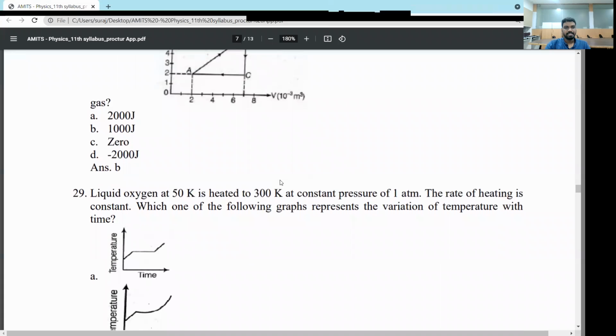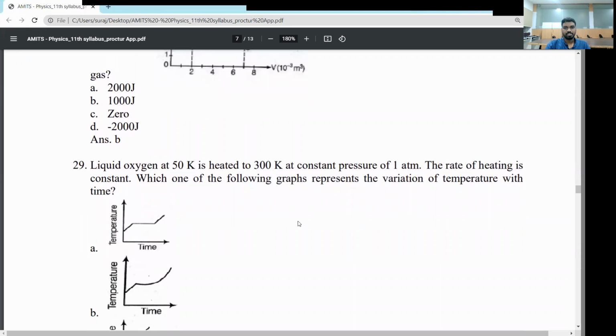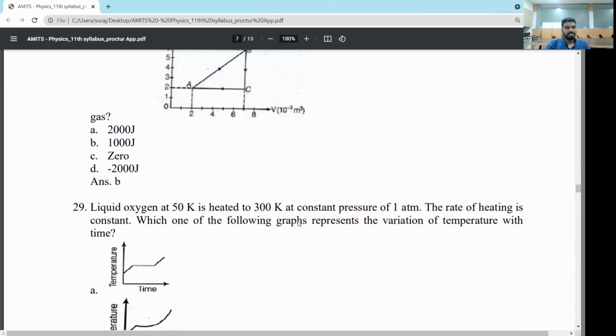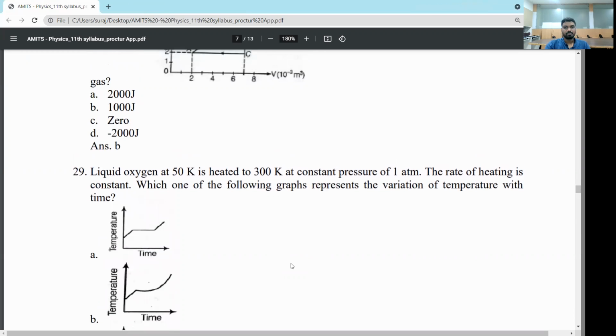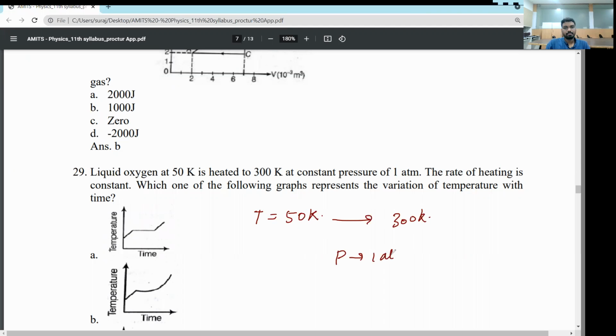Liquid oxygen at 50 K is heated to 300 K at constant pressure of 1 atm. Rate of heating is constant. Which of the following graphs represents the variation of temperature with time? Oxygen is heated from 50 K to 300 K. Temperature is increasing, right? At constant pressure. The rate of heating is also constant. I want the variation of temperature with time.